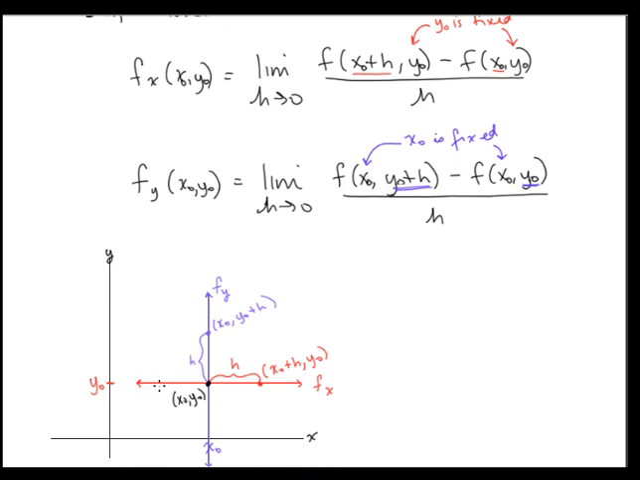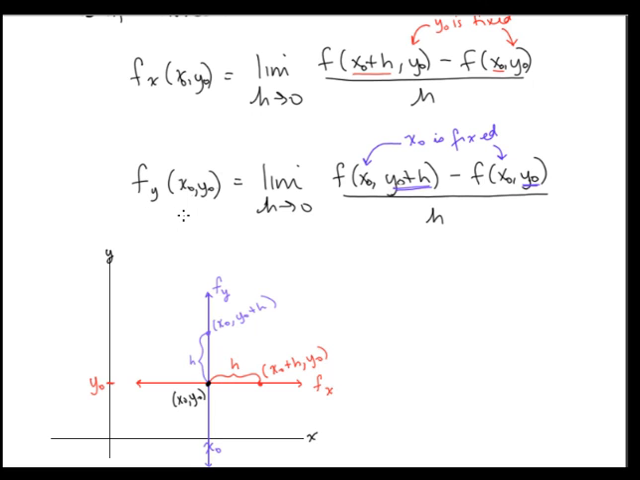We're restricted to this line, y equals y naught, and we're looking at the change in z as h goes to 0, as these 2 points get closer together. This is x naught, y naught, this is x naught plus h, y naught. So we're taking this difference quotient as h goes to 0.